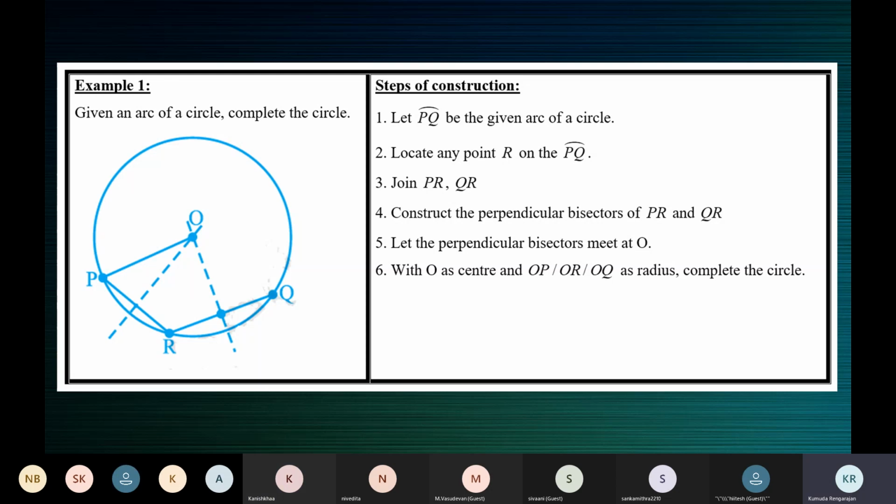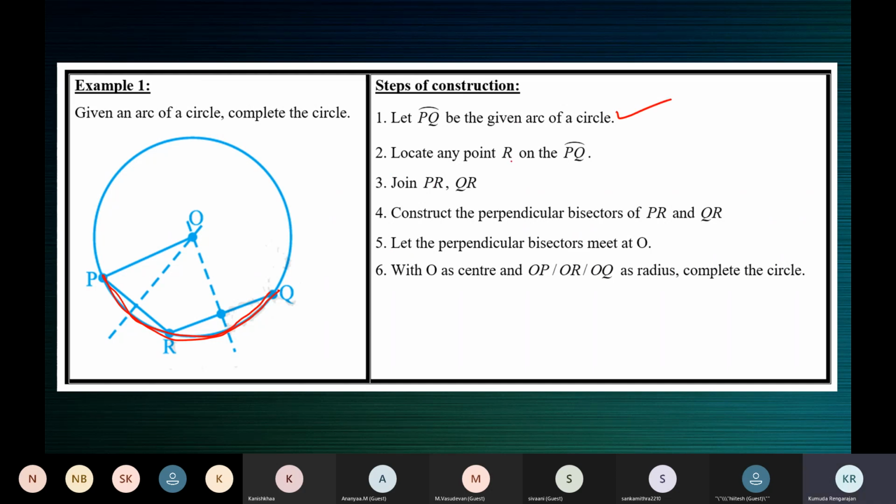All right, children. Please read the steps of construction, just what we understood. Given an arc of a circle, complete the circle. Let arc PQ be the given arc of a circle. First, we'll take up only this piece.